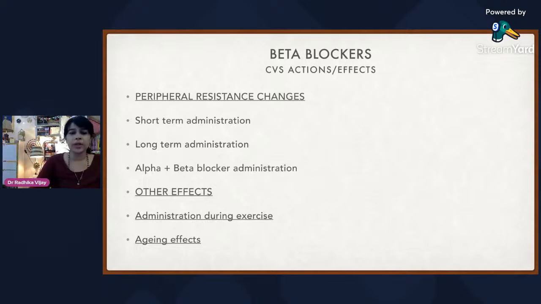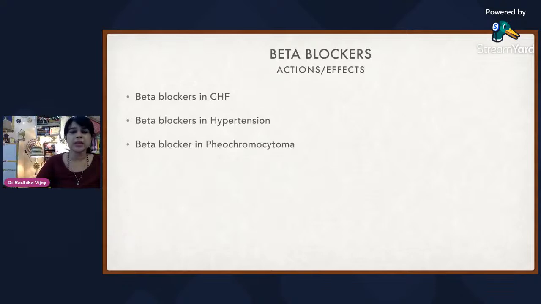Then you need to know about the role in, now this I've written CHF, actually it should not be CHF, it should be coronary artery disease, that is CAD. By mistake I've written CHF here, so please just think about it as coronary artery disease. So what about the beta blocker role in coronary artery disease? You need to understand that.